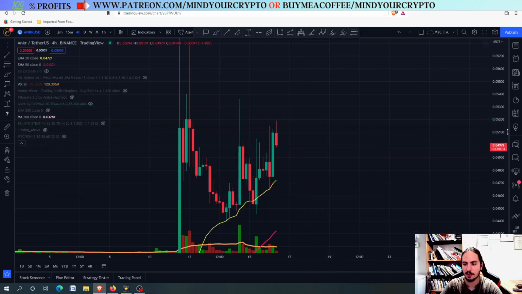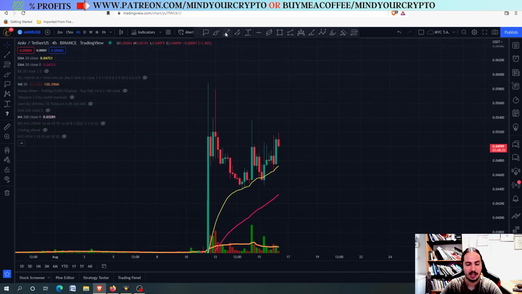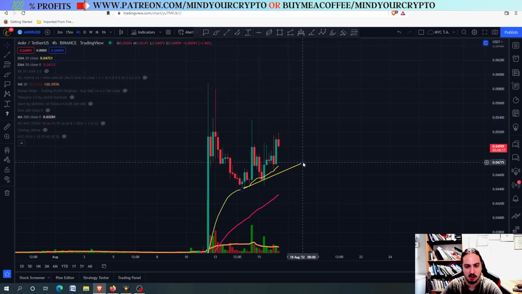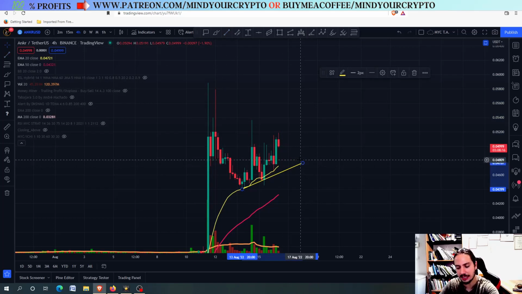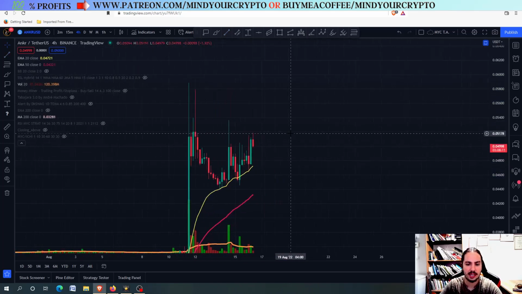However, you remember that yesterday we talked about a possible descending triangle formation. If you have a little bit of imagination right there, this could be a bullish pennant as well, but I would disagree with that, at least for now. Okay, I would stick with this being a long descending triangle. Anyway, Ankr can do anything by the time that it holds the 20-day exponential moving average.